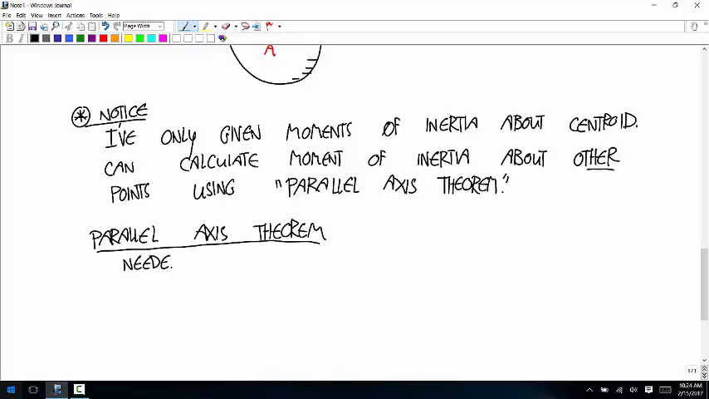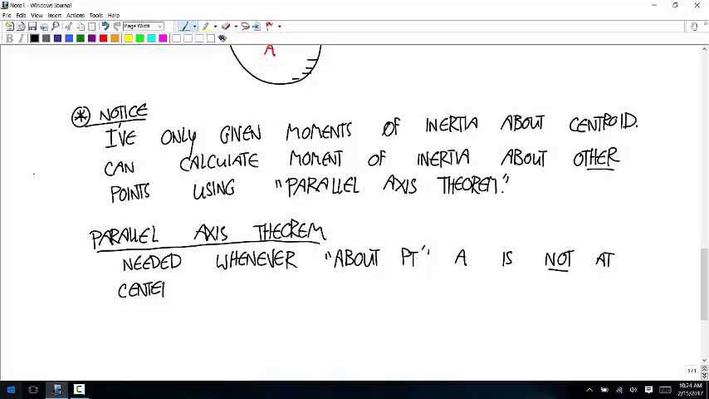So it's needed whenever your about point A is not at the centroid. Well, really the center of mass, but those two are the same as long as the thing has the same material through the whole thing.